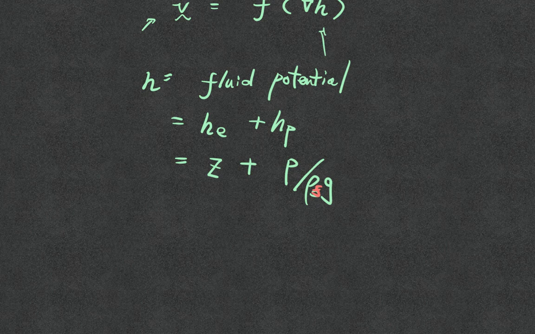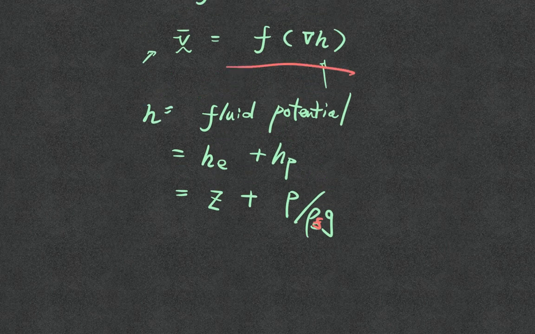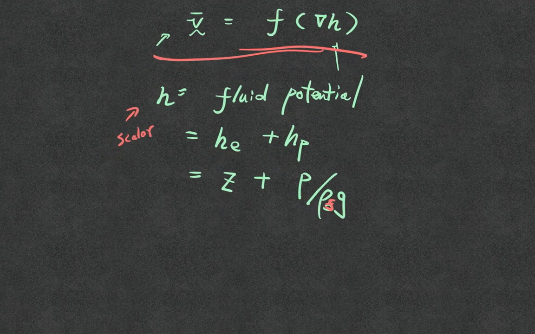So far so good. Now I want to write the velocity as some kind of function of the gradient of this potential. The potential here is a scalar, just like temperature is a scalar.